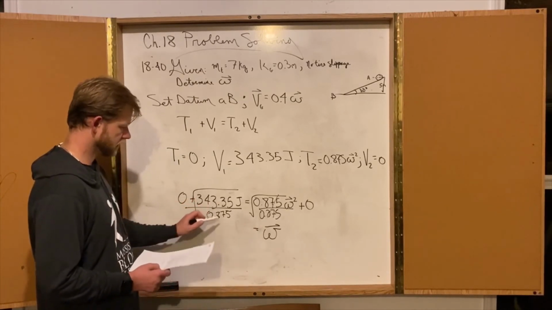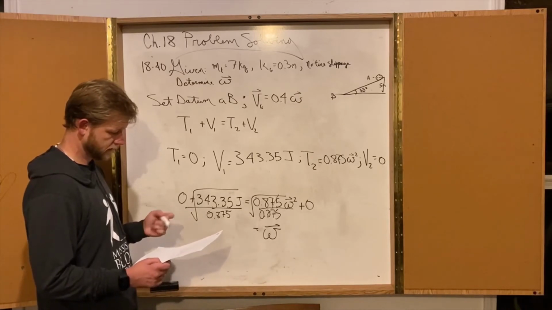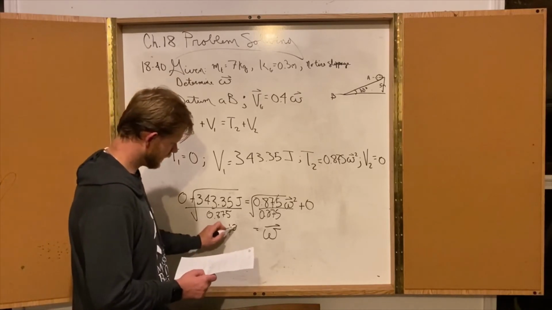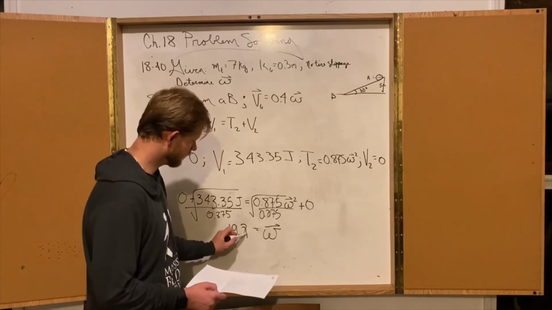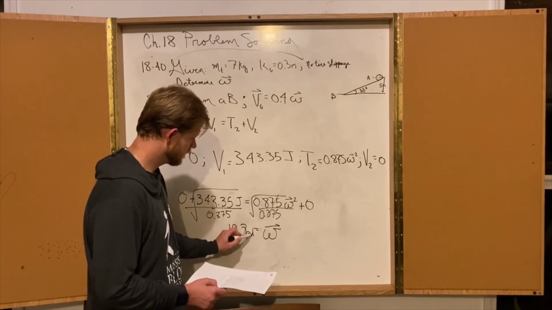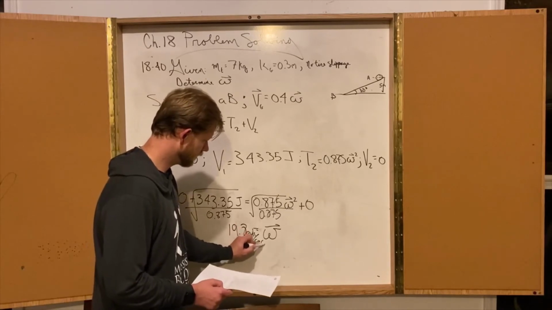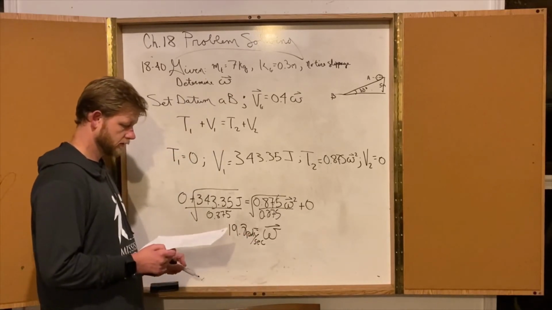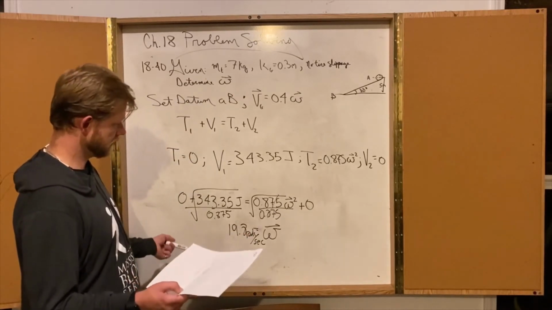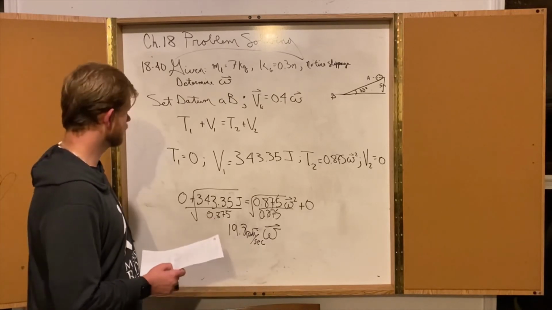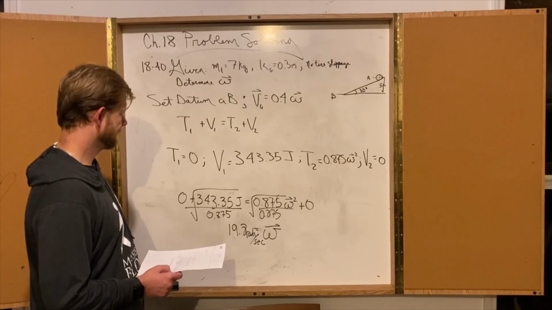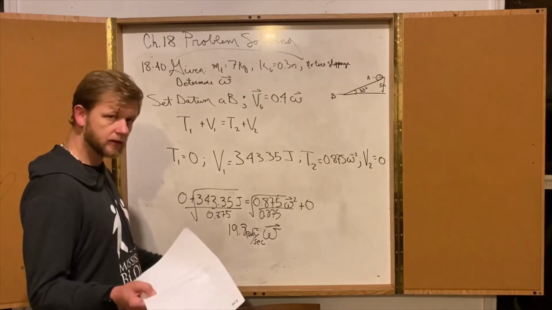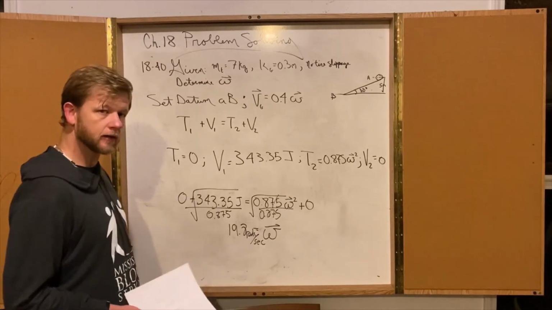the square root of 343.35 divided by 0.875, which gives me 19.8, we're in radians, so rads per second. All right, and that's it, 19.8 rads per second. Y'all should have already known how to do all this, but you know, hey, I'm here to help.